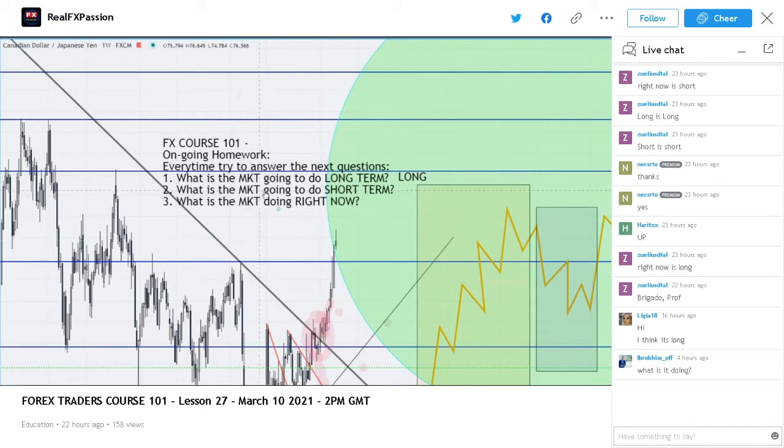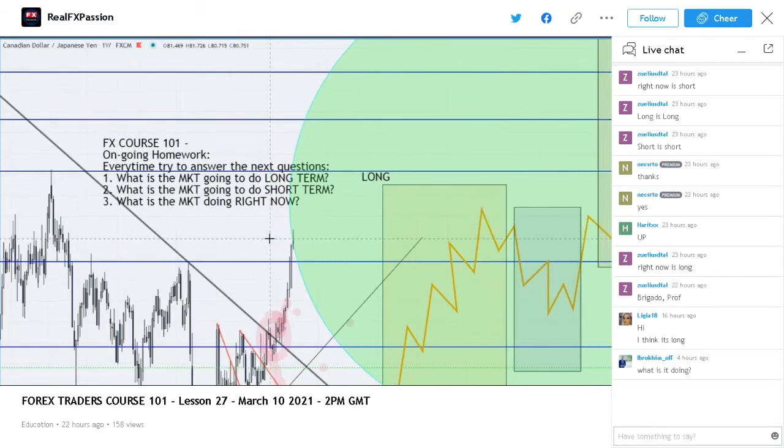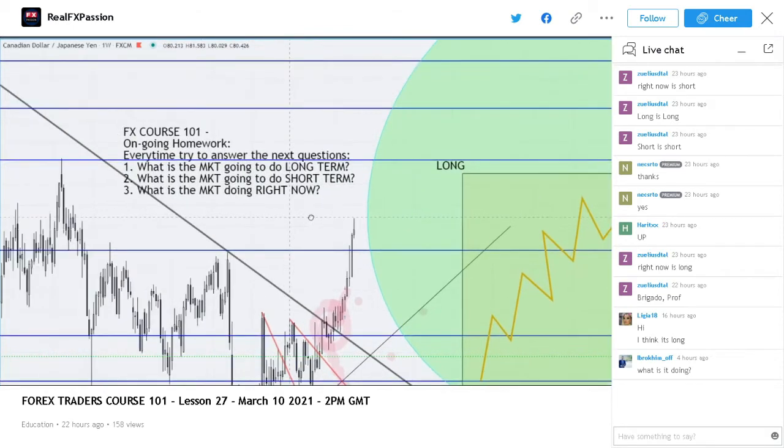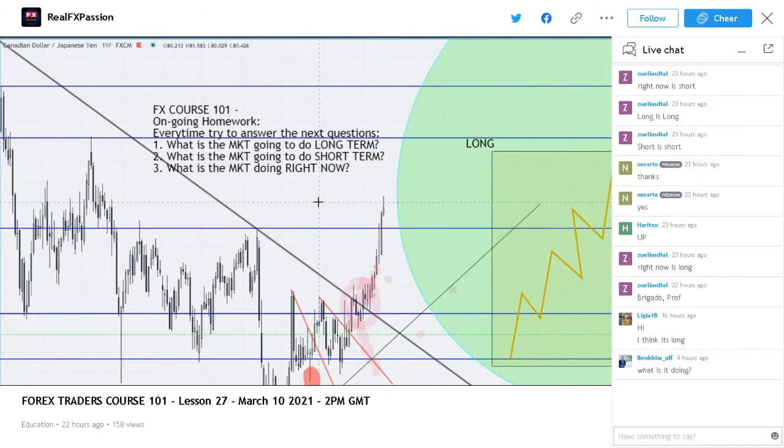What is the market going to do short-term on the weekly chart? Do you think Zuelis is still going to push up and up and up, or do you think that it's going to retrace? And remember, everybody, there is no right or wrong.